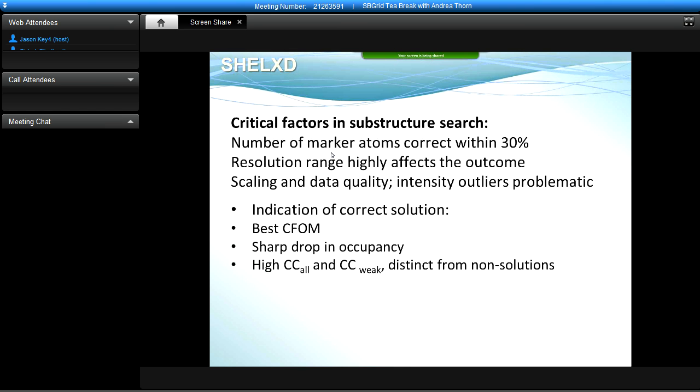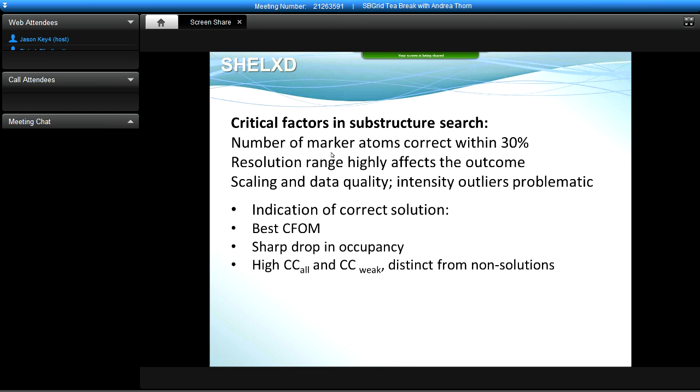Critical factors in the substructure search with SHELXD are: the number of marker atoms you specify as input should be correct within 30%. The resolution cutoff of the data is very important. You want to cut your data there where the signal of your marker atom, so in SAD, for example, the anomalous signal, stops. However, if you have a problematic case, I would recommend that you try several cutoffs, because the cutoff can really determine whether the structure solves or not. And the data have to be scaled properly, and the data quality has to be good.